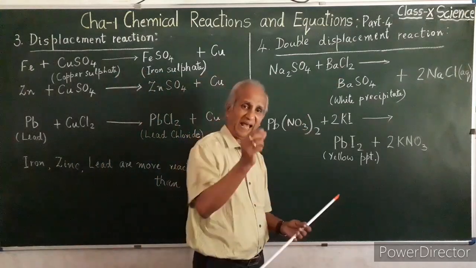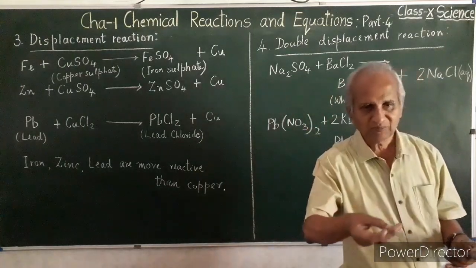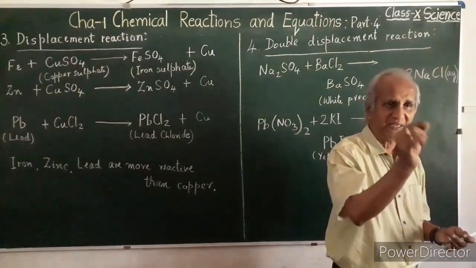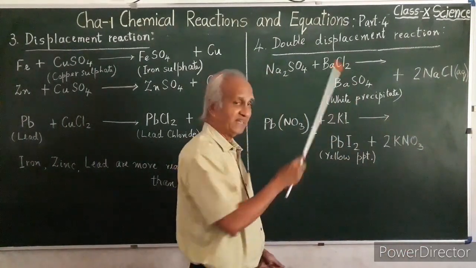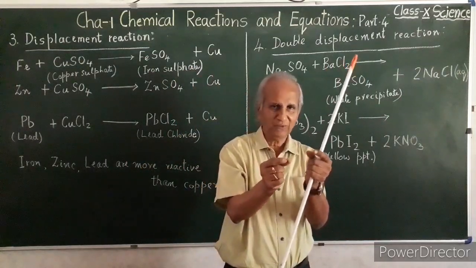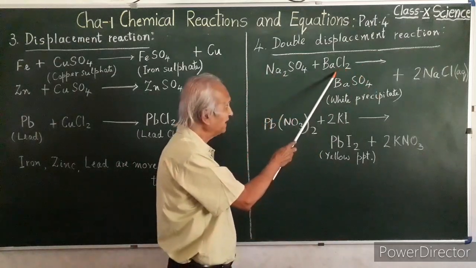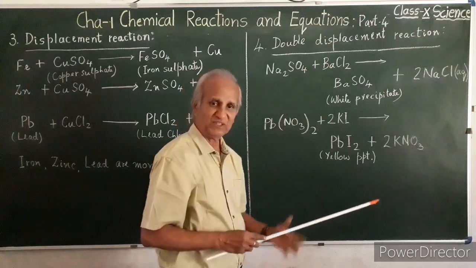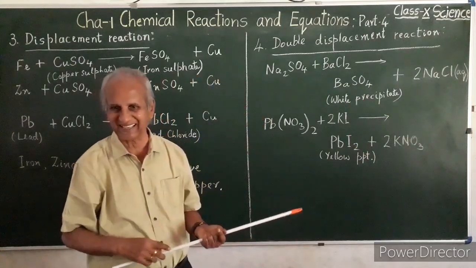Plus, in another test tube, you take some water, half the test tube of water, put a little bit of barium chloride, BaCl2. Ba stands for barium, Cl2 stands for chlorine. Get a solution of barium chloride. You have two solutions now, sodium sulfate and barium chloride. Now pour barium chloride solution drop by drop into sodium sulfate solution. Reaction takes place. Very interesting again.